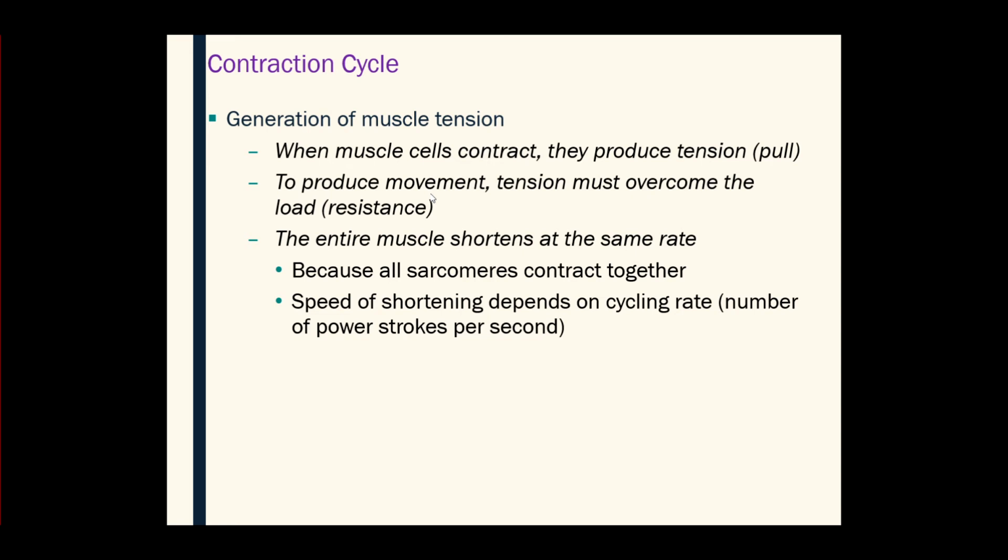Now, the entire muscle shortens at the same rate because all of the sarcomeres in a muscle fiber are contracting together. Right? And again, I'm going to show you this in more detail in future lessons. Also, the speed of the shortening depends on the cycling rate, right? How the number of power strokes that are happening per second. So the more power strokes that are happening per second, the faster the muscle is going to contract. Again, we're going to look at that in future lessons in more detail.